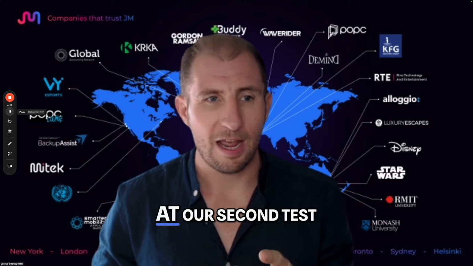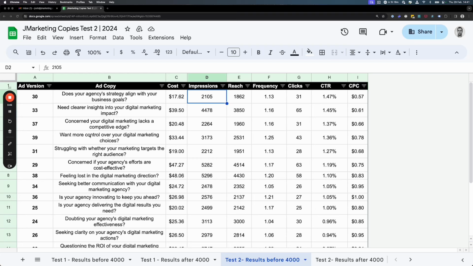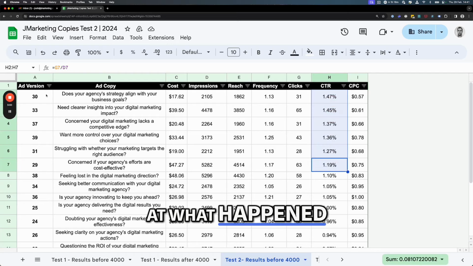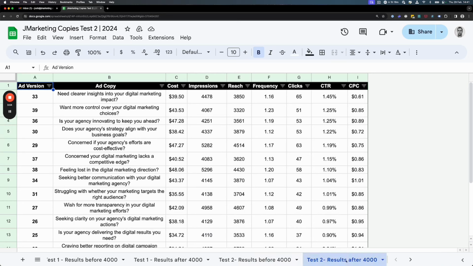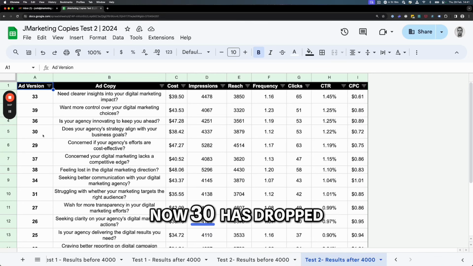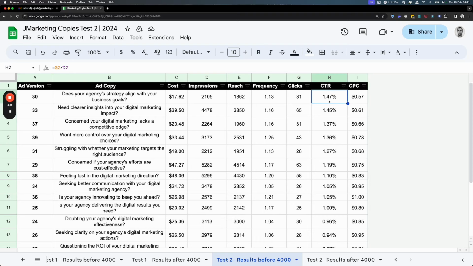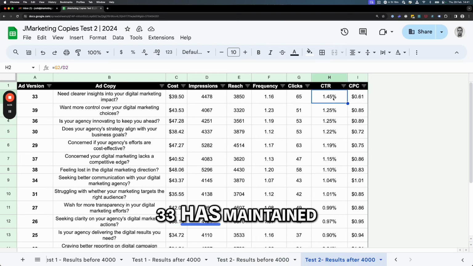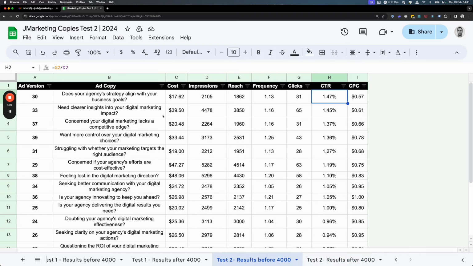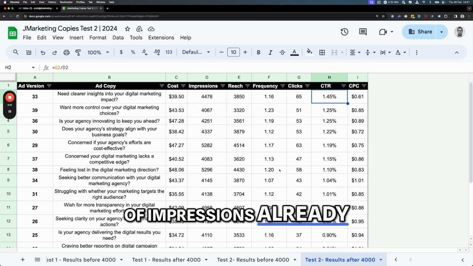Let's look at our second test, the one where we had 5 or 6 that were all pretty similar. So as a reminder, here we are. Let's have a look at what happened. 30, 33, 37, 39 were all our front runners. Now, 30 has dropped to 0.122 from 0.147. Wow, that's a big drop. 33 has maintained. 33 hasn't moved actually because it had the same amount of impressions already.